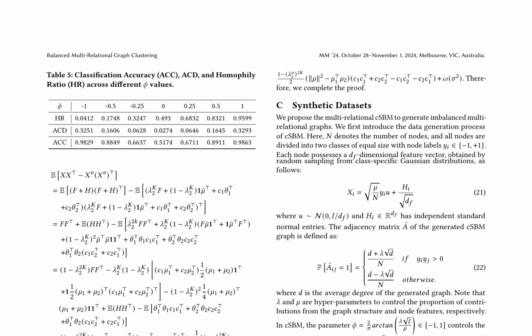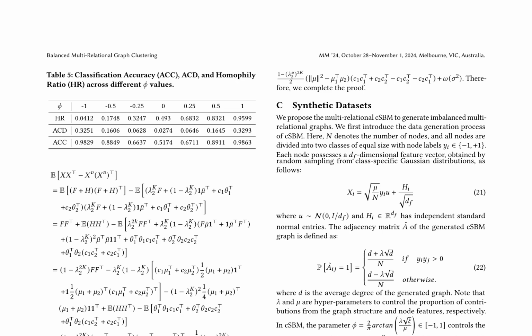This research focuses on balanced multi-relational graph clustering, proposing a novel metric called average community distance, ACD, to measure the relevance of graph structure to downstream tasks. The authors demonstrate the effectiveness of ACD by generating synthetic datasets using the multi-relational CSBM model, which allows for controlling the proportion of contributions from graph structure and node features.